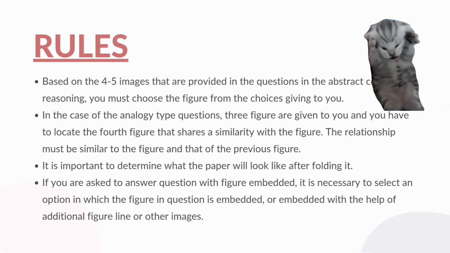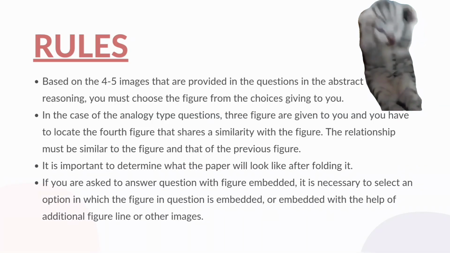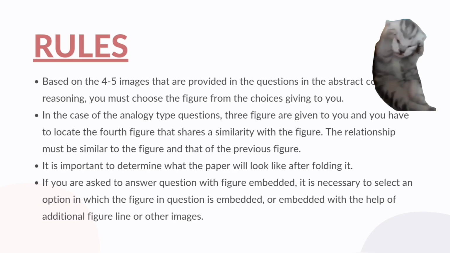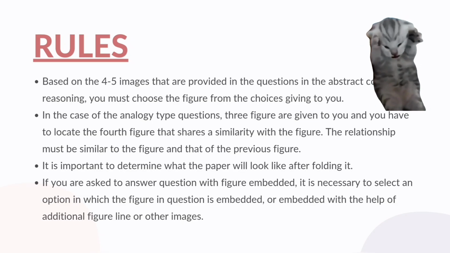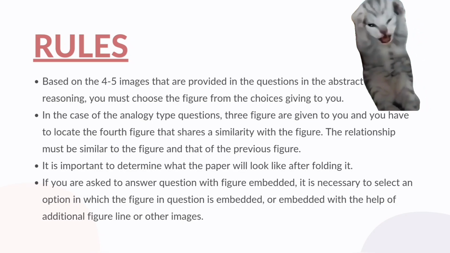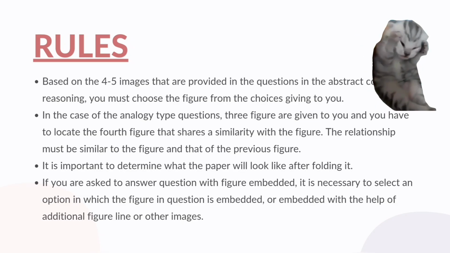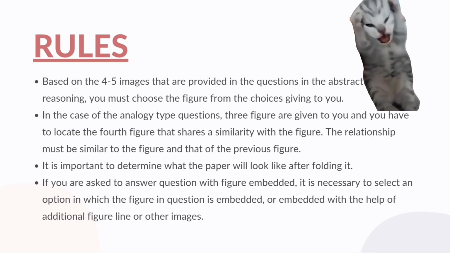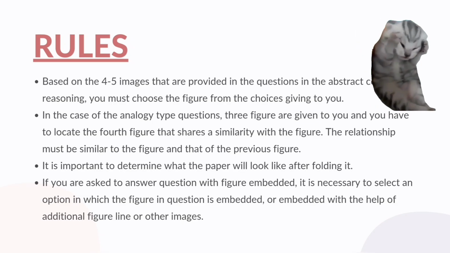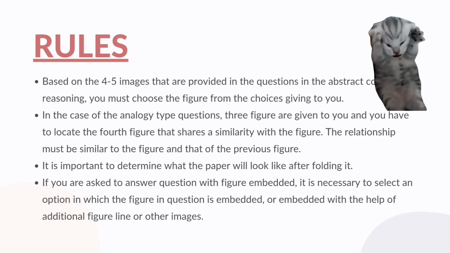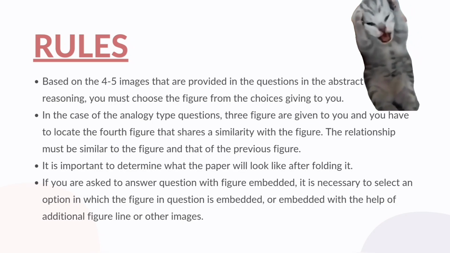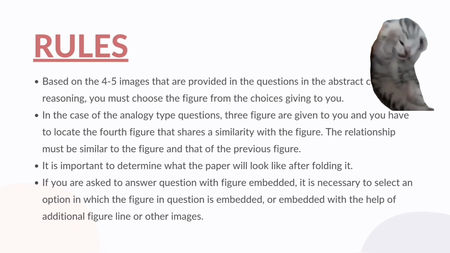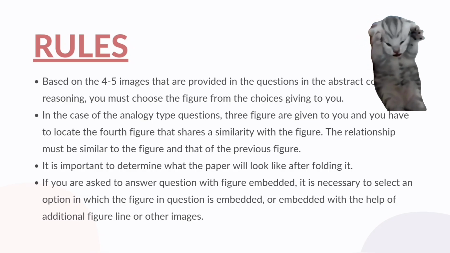Rules. Basically there are no rules but there are rules. Based on the 4 to 5 images that are provided in the question, in abstract conceptual reasoning, you must choose the figure from the choices given to you. Guys, there is the provided answer and you can't do anything from outside. If the none option is not given, you have to choose one, okay?